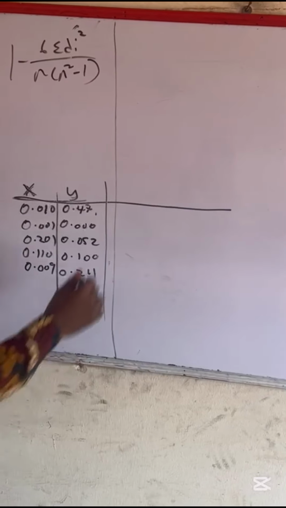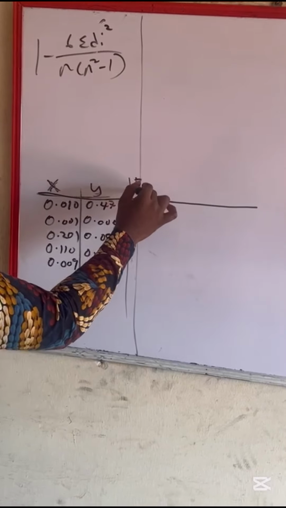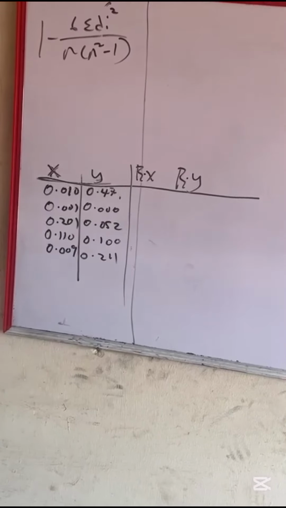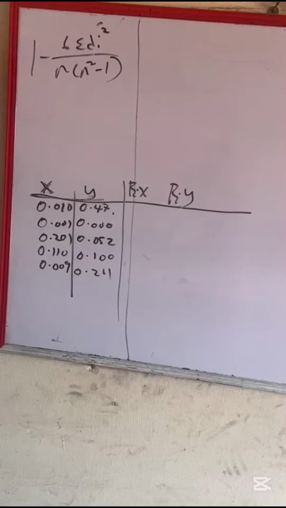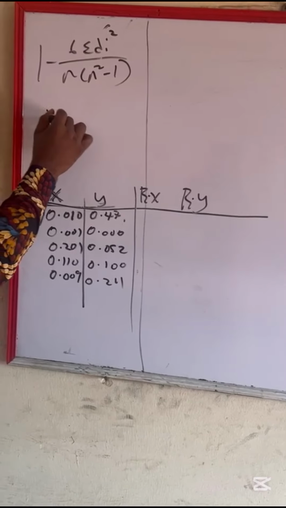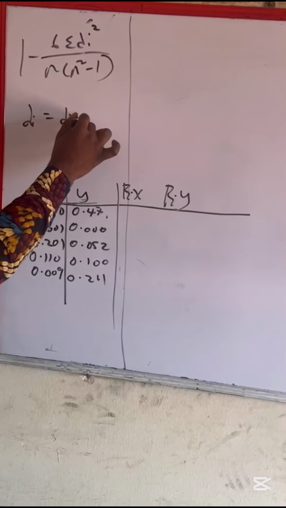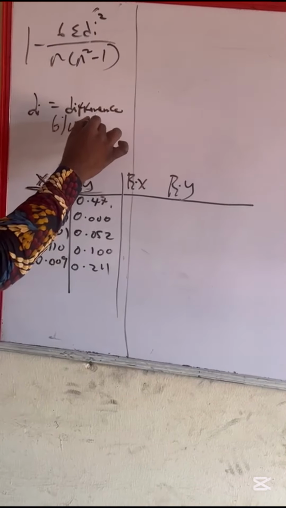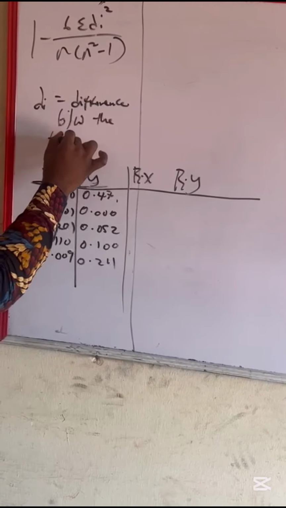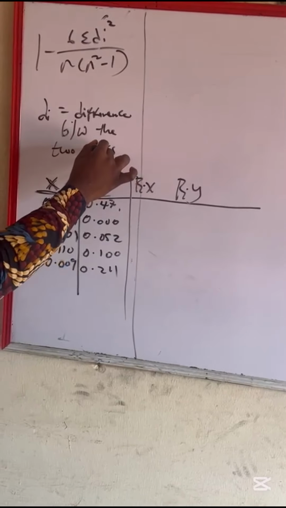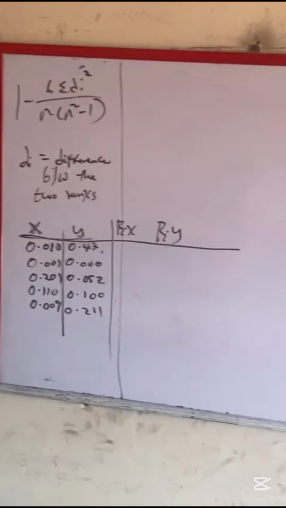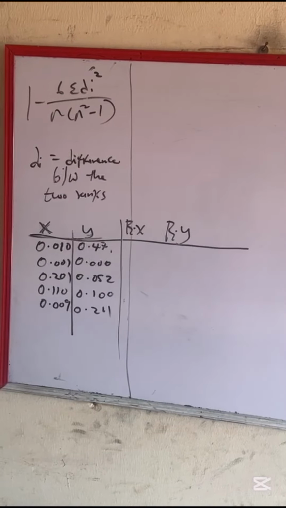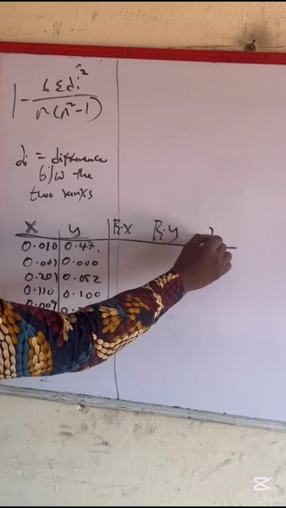Now we have rank of x and we have rank of y. So di simply means the difference between the two ranks. All right, that's the difference. That's the meaning of di. So let's find that di.